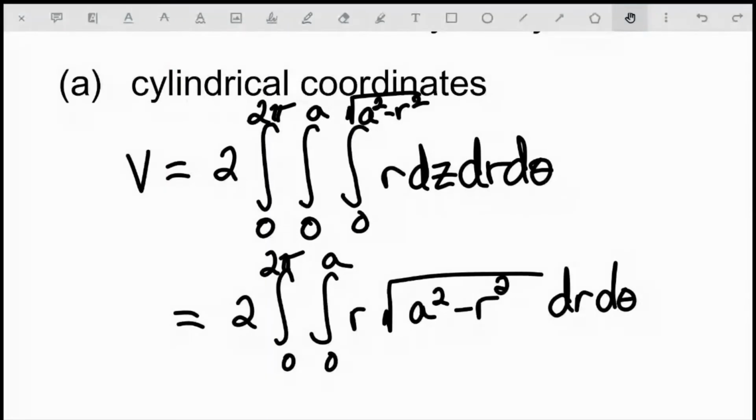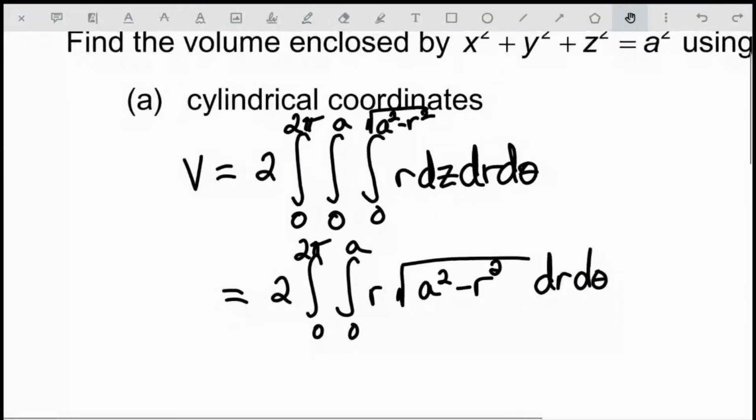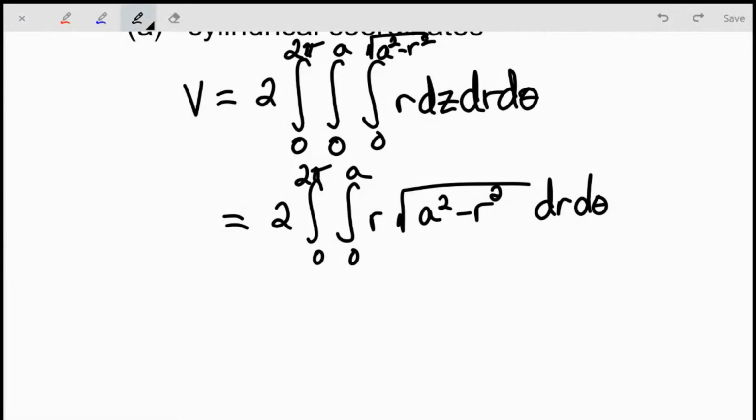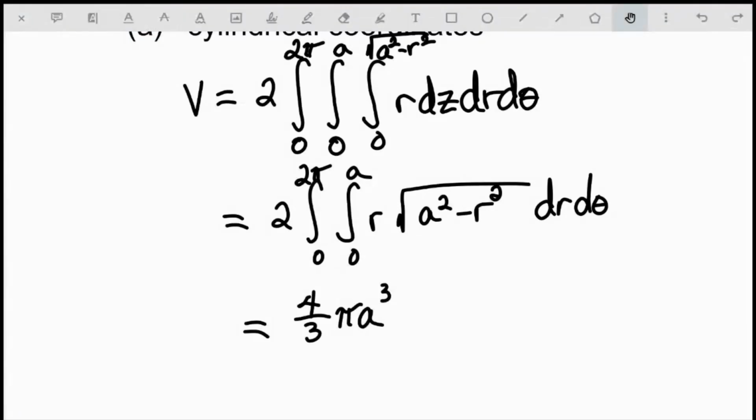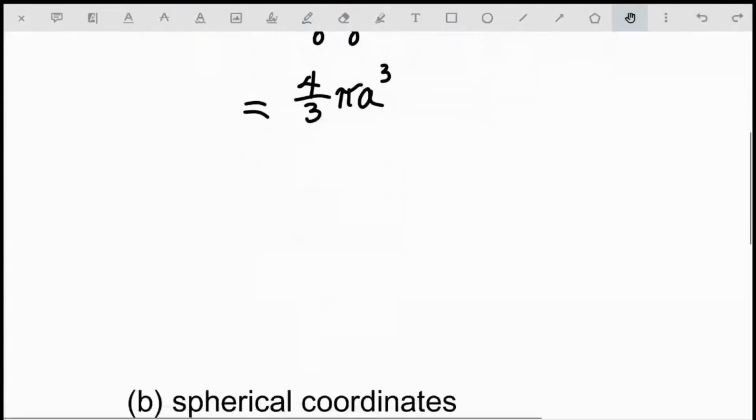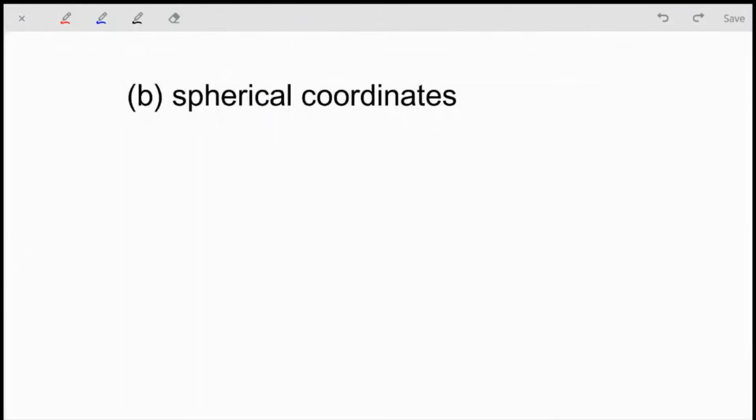We talked about that when we did cylindrical coordinates. So in the end, we know what the solution here is going to be. We'd have to solve out those two integrals, and we would end up with 4/3 pi a cubed. Right? That's the volume of a sphere with a radius of a. Okay, so now let's look at the same problem from a spherical coordinate perspective.